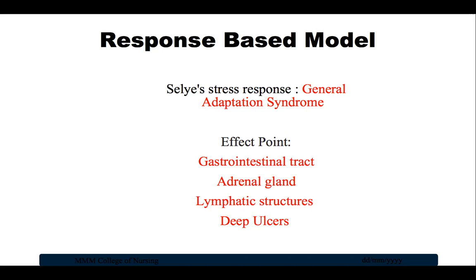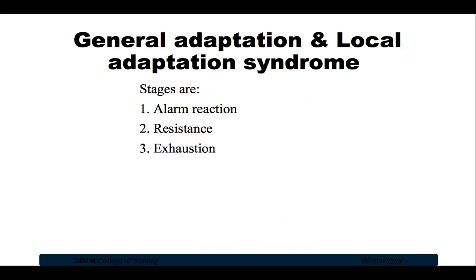The commonly affected points during this stage are the gastrointestinal tract, adrenal gland, lymphatic structures, enlargement of thymus, spleen and lymph nodes, deep ulcers in the lining of the stomach, etc. In addition to global adaptation, the body can also react locally, which is referred to as local adaptation syndrome. For example, inflammation. So the general adaptation syndrome or local adaptation syndrome has three stages, and these are alarm reaction, resistance, and exhaustion.